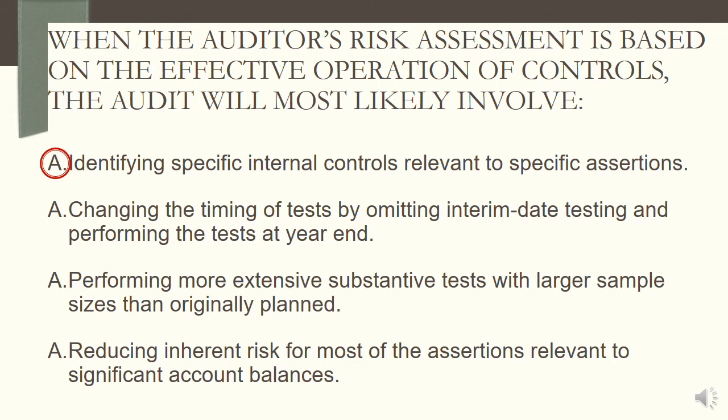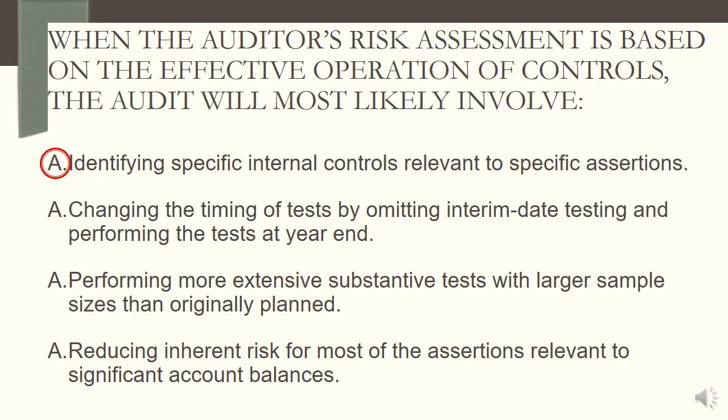So let's look at the other letter A's and why they're incorrect. The second one, changing the timing of tests by omitting interim date testing and performing tests at year end. That's a strategy you would take if the auditor's assessment of controls is ineffective. Remember, because you'd push your testing to year end so that it's closer to when you're reporting the financials, because you want to make sure the financial statements are free from material misstatement, generally.